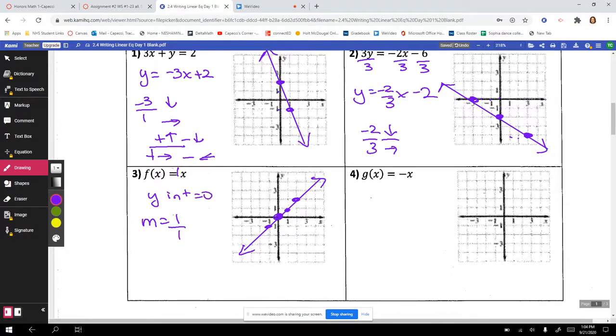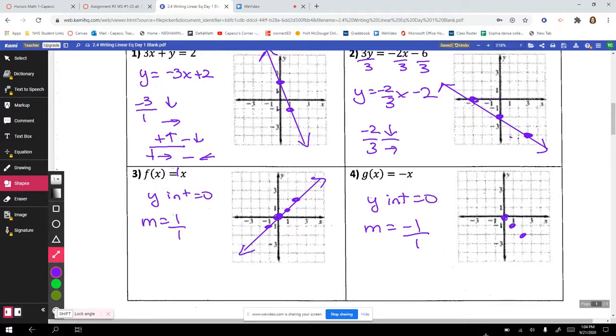Number 4, very similar. My y-intercept in this case is equal to 0. This time my slope is equal to -1. So -1 over +1. So I start at 0 and I go down 1 to the right 1, down 1 to the right 1. Draw my line. And arrows on the end.